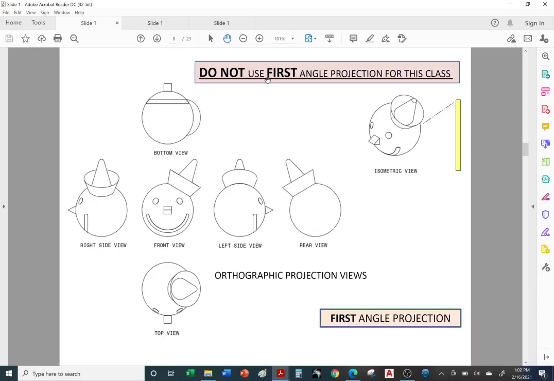For first angle projection, which we're not using in this class, you would flip the bowl upside down. So now you face the bowl downward on the table, and you would place Jack's head, the back of it, on the bowl on the outside and rotate on the outside of the bowl, and these are the views you would get. Okay, so once again, we're not using first angle.